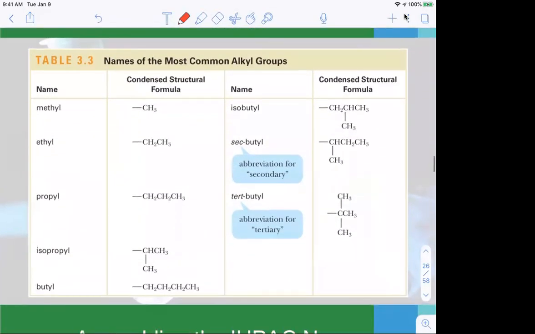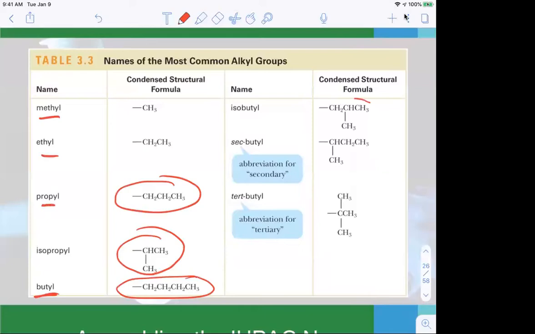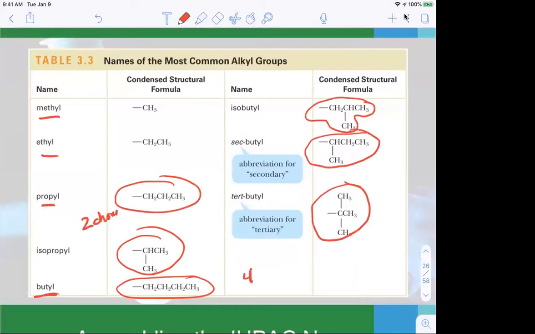So again, this is what you need to know. Methyl, ethyl, when I have propyl, I could have propyl and isopropyl. When I have butyl, I could have straight chain butyl, isobutyl, which makes my whale tail, sec-butyl, or tert-butyl. So when I have 3 carbons, I have 2 choices. When I have 4 carbons, I have 4 choices. And these are the ones that you have to be very, very concerned with.